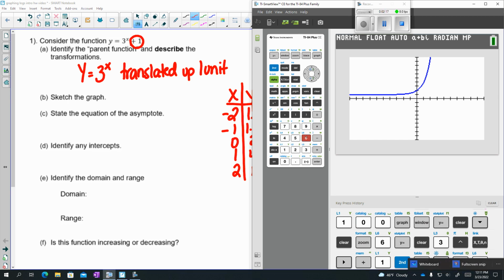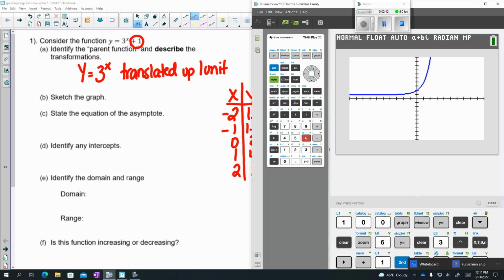Remember that this is an exponential function, so it is leveling off. If I go to the worksheet, part C says state the equation of the asymptote. I'm actually going to do that first because I want to put that in on my graph. Remember that an asymptote is something that you will approach but never touch. It's like a fence. So I want to make sure I have that sketched in on my graph so I don't cross over it when I go to connect my points.